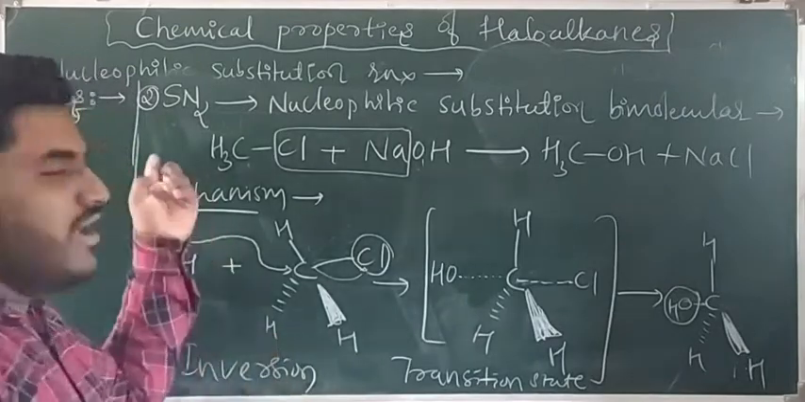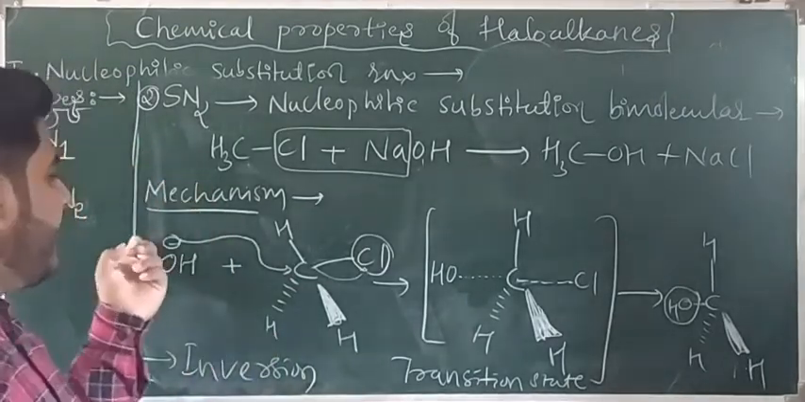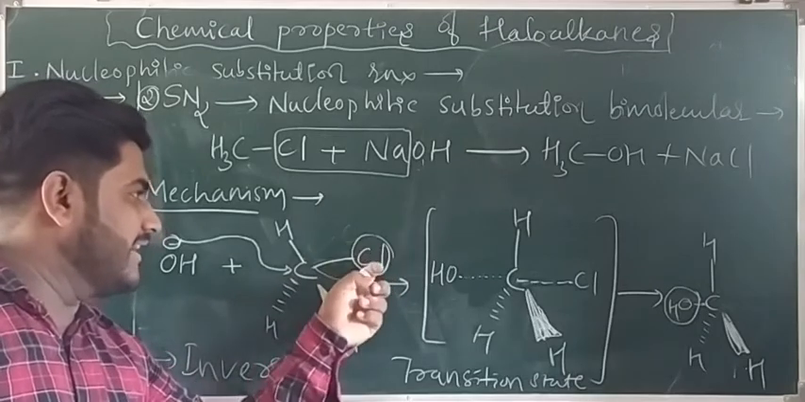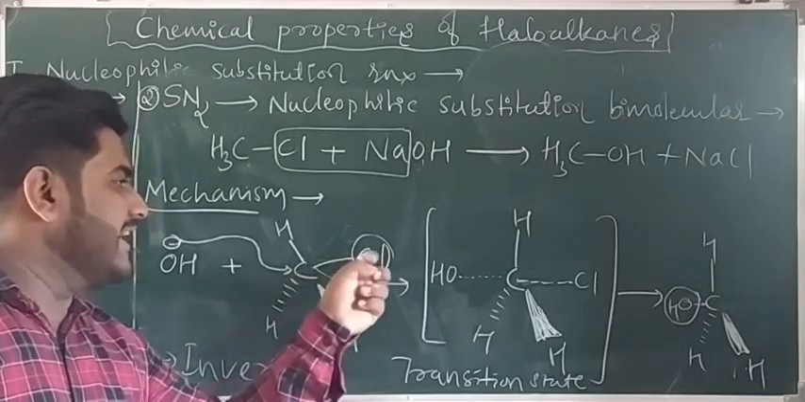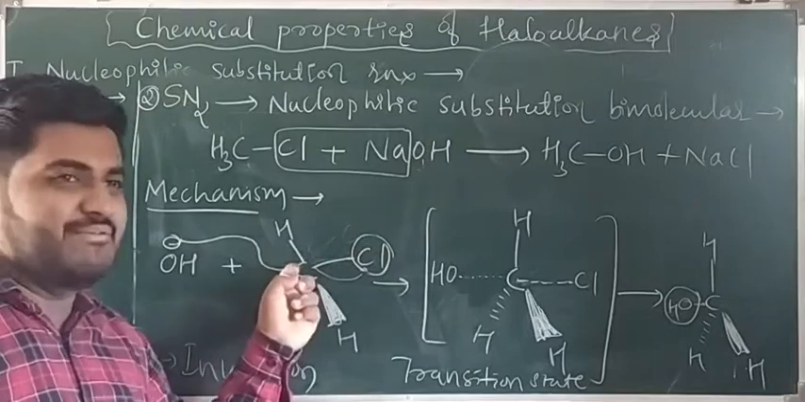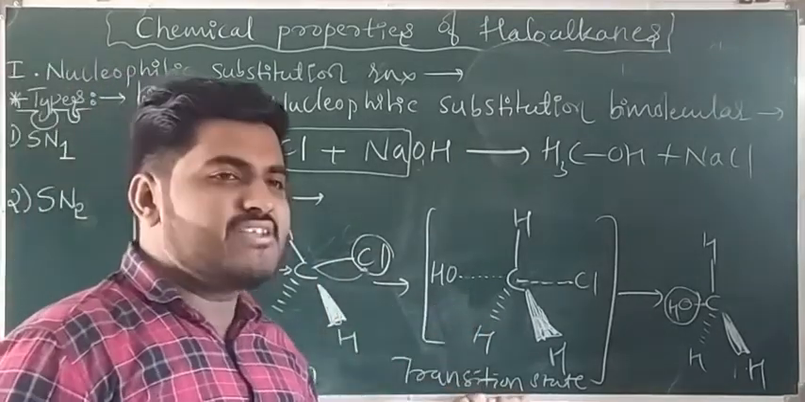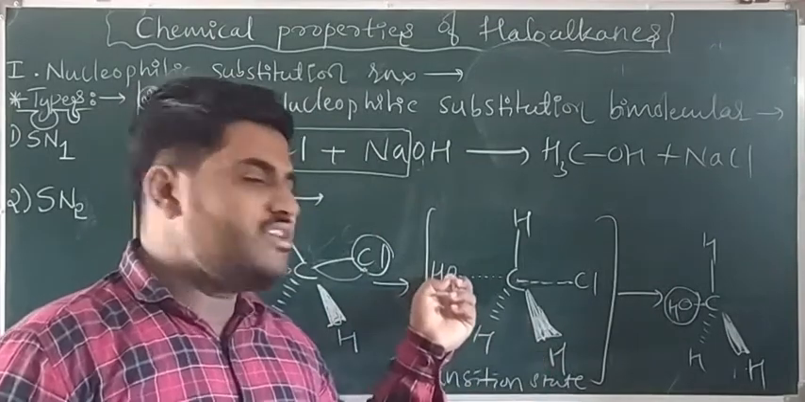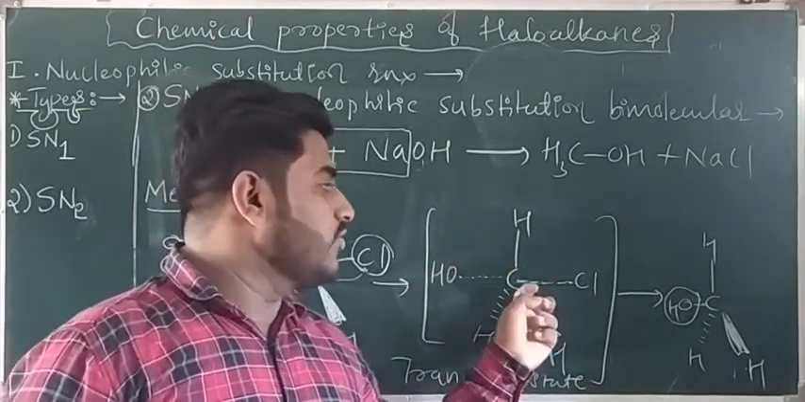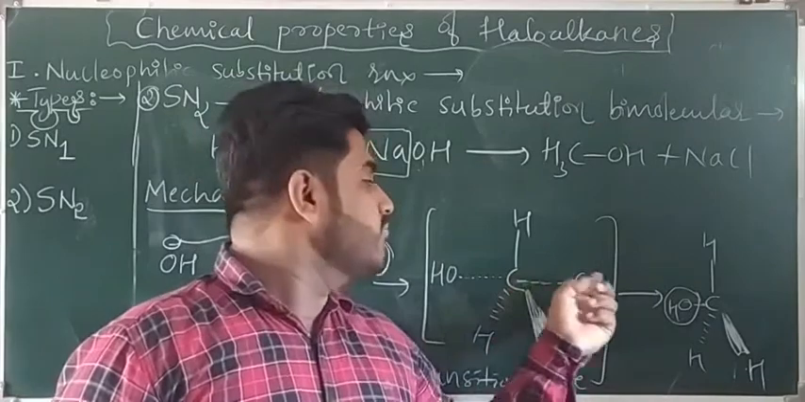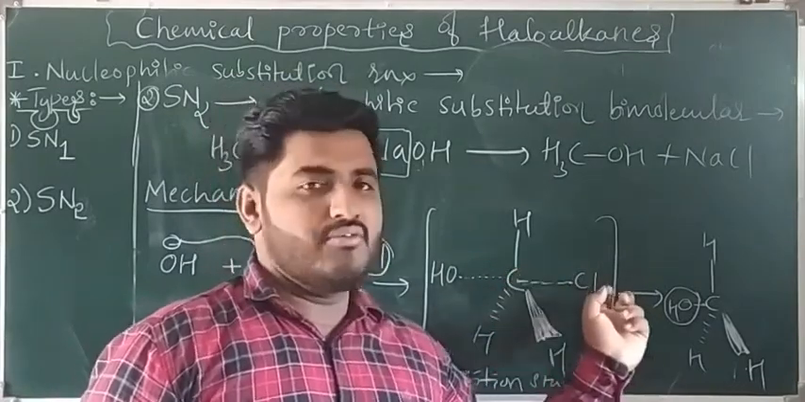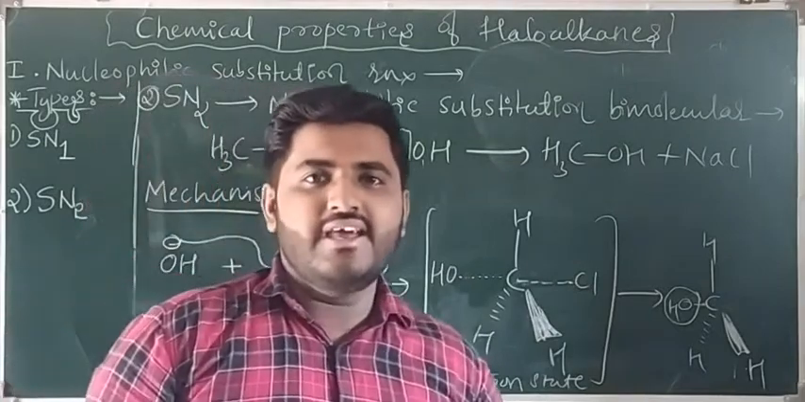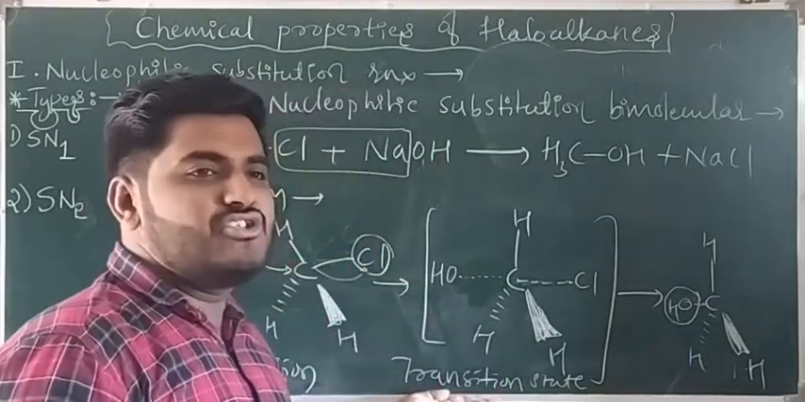In this one step, OH minus attacks the carbon attached to the haloalkane from the back side. And here the transition state is formed. What is a transition state? It is an unstable state where OH is forming a bond with the carbon and Cl is breaking its bond with the carbon. Bond making and bond breaking are both observed simultaneously. Therefore, this is called the transition state.